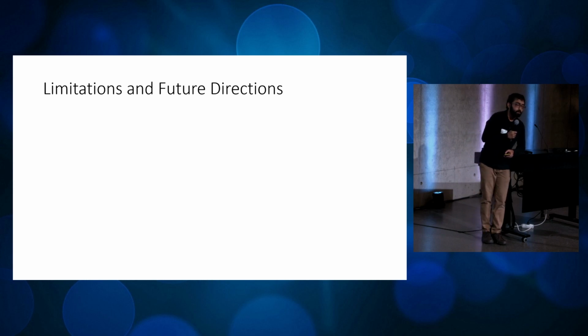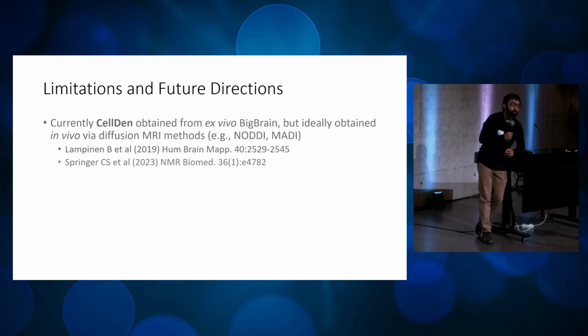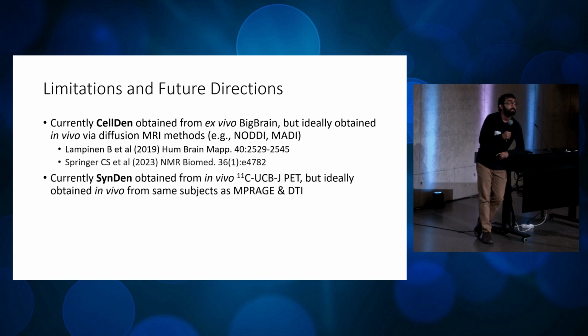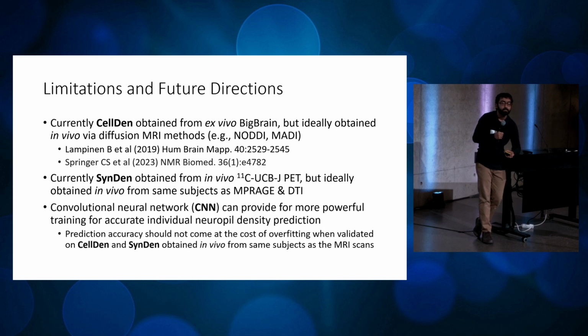And so going over some of the limitations, in the future, ideally, we would acquire cellular density data for each of our different subjects for which we have amperometry and diffusion data. And so this can potentially be done through MR methods like NODDI and MADI. And in the future as well, any subject undergoing these MR scans can also be put through PET scans to acquire synaptic density.